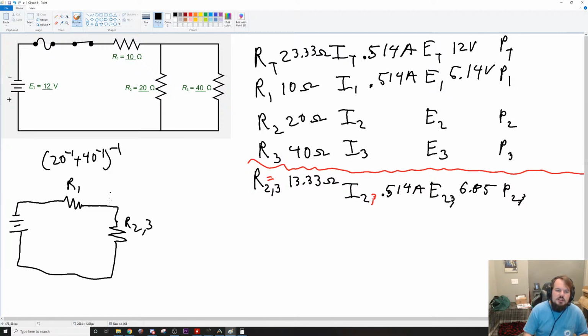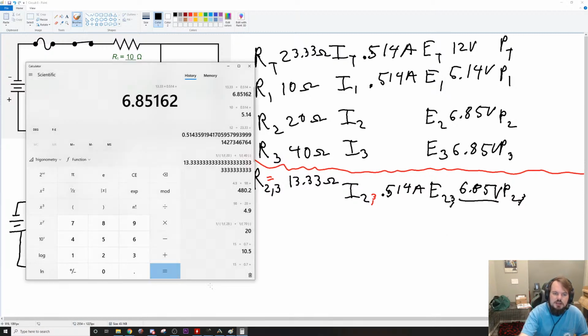And since R2,3 was two parallel resistors, we get to keep the voltage. So this voltage right here, the 6.85, goes up here. 6.85 volts and 6.85 volts. And that is it.